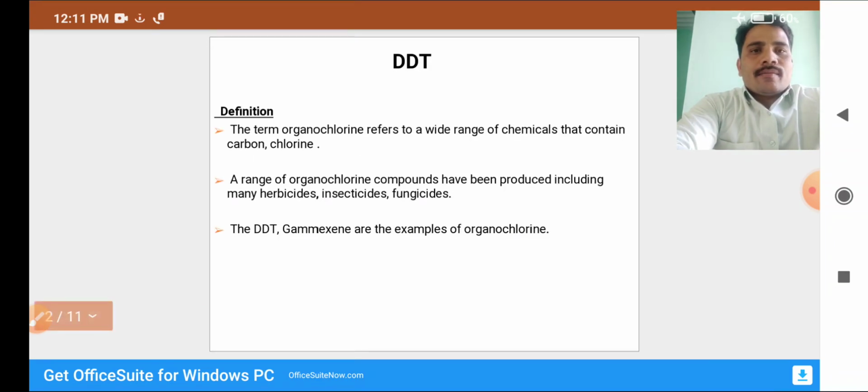DDT is mainly a class of organochlorine compound. It refers to a wide range of chemicals that contain carbon and chlorine. DDT structures have many carbon atoms and many chlorine atoms attached to them. That's why we call it an organochlorine compound.